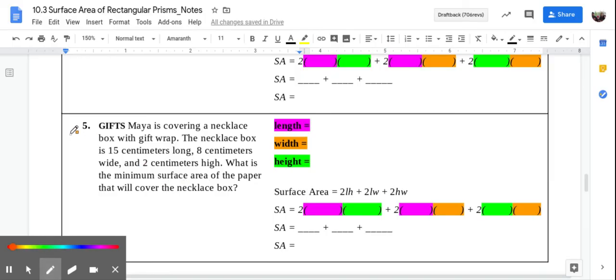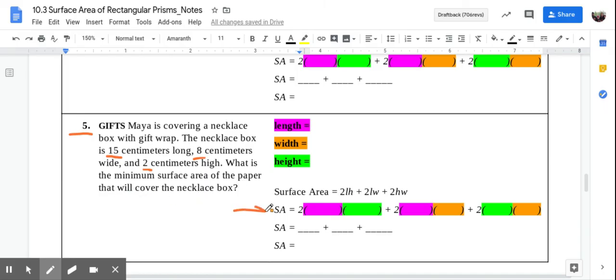Okay, this last one you are going to do on your own, okay? I do not have the length, width, and height identified, but I'll read the story problem here. Maya is covering a necklace box with gift wrap. The necklace box is 15 centimeters long, 8 centimeters wide, and 2 centimeters high. What is the minimum surface area of the paper that will cover the box?